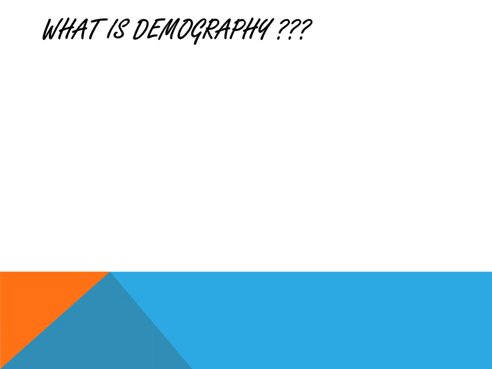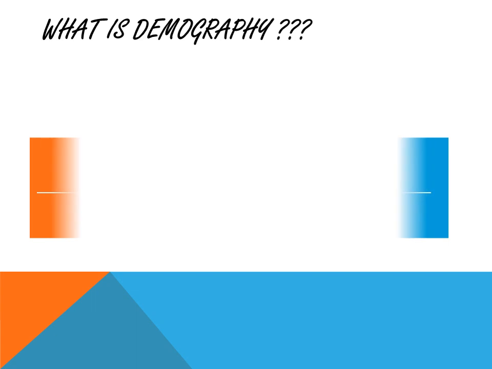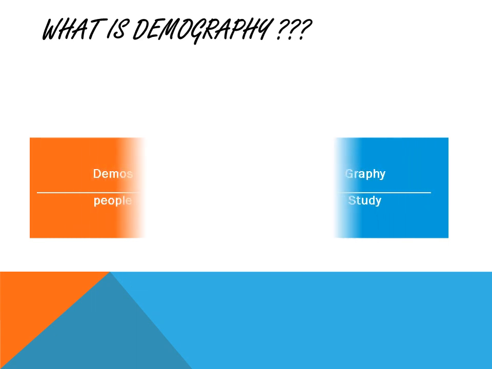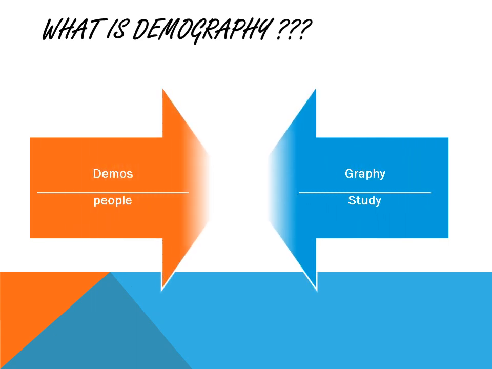Now, starting today's lecture, what is demography? Demography has evolved from two Greek words. One is demos, that means people, and another is graphy, that means study. So, demography is simply the study of people.